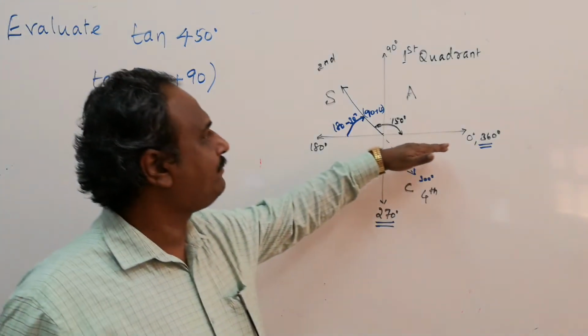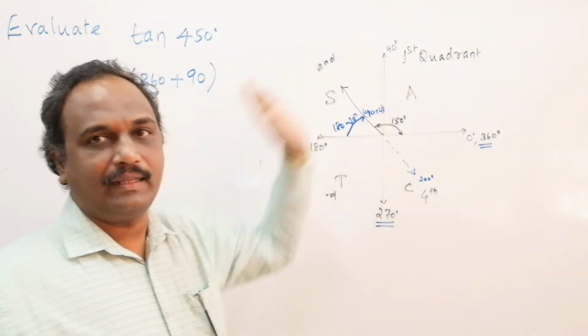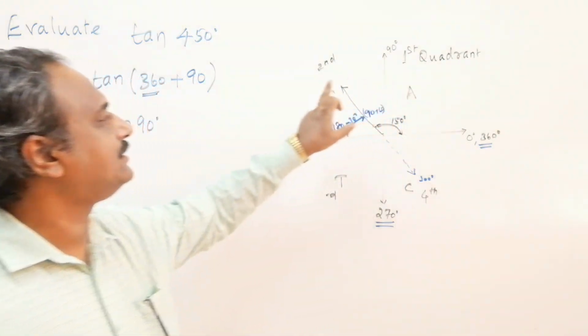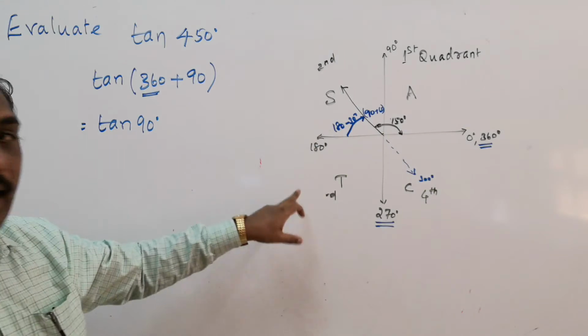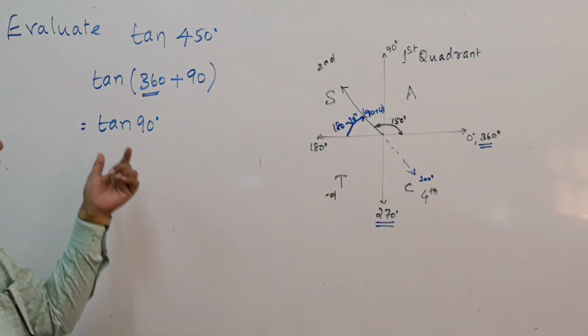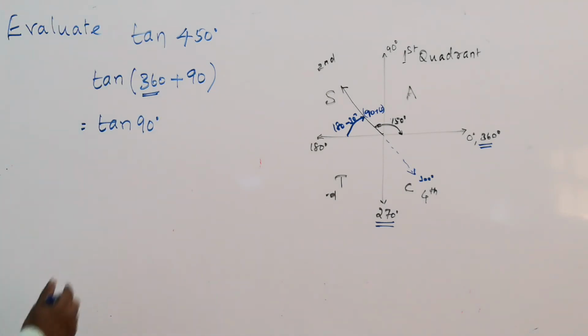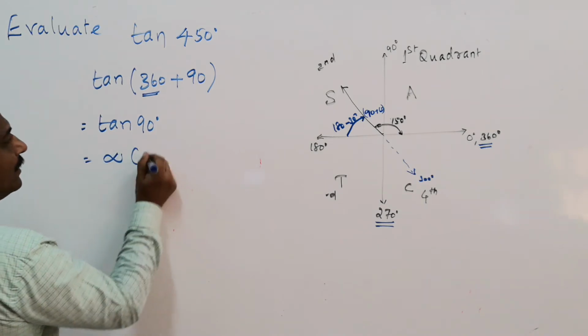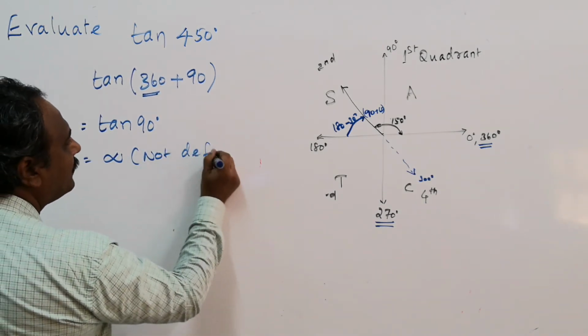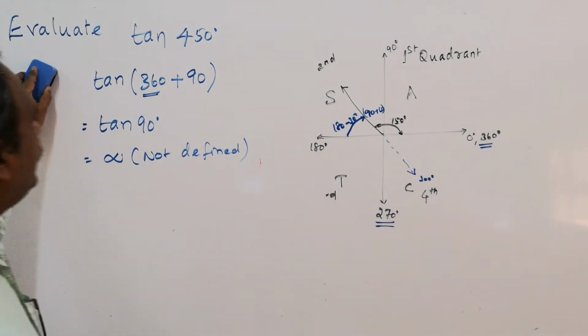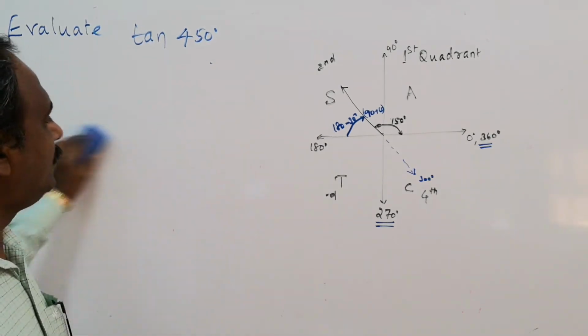I am going to check where it will come. It is coming on the axis directly. If it is in the first quadrant, we take plus; if it is in the second quadrant, we take minus. Based on the quadrant, we take the sign. But it is lying on the axis, at 90 degree, so I check the value of tan 90 degree. This is undefined, not defined. Understand the idea here? We will check some more problems in this video so that you get a clear idea how to evaluate the trigonometrical angle.